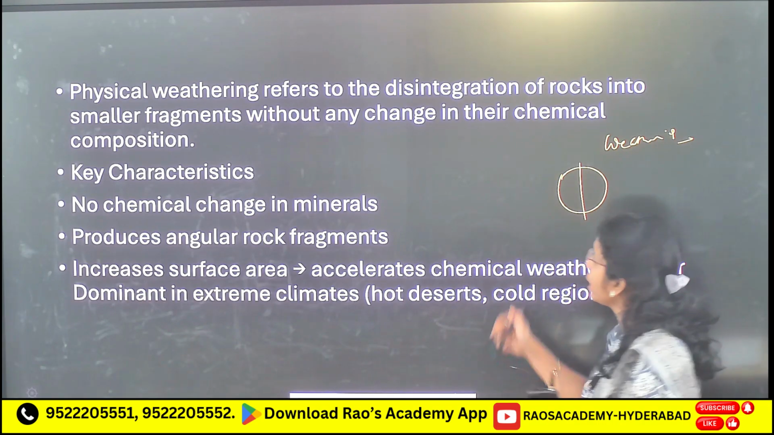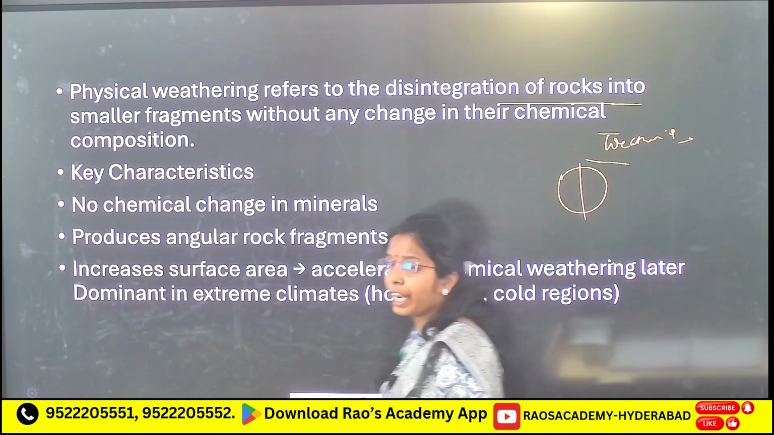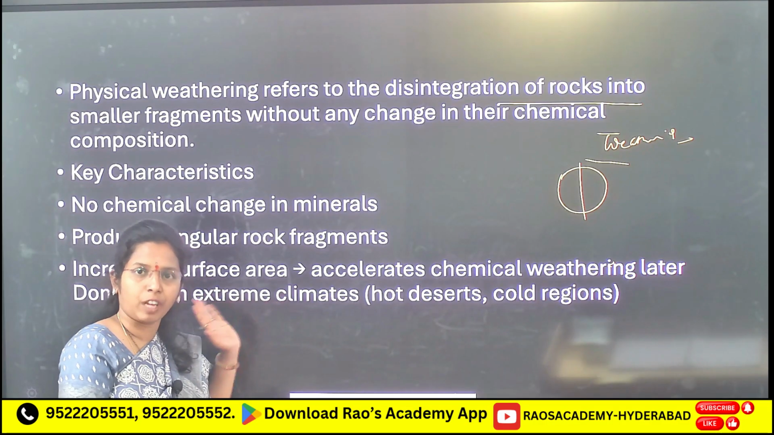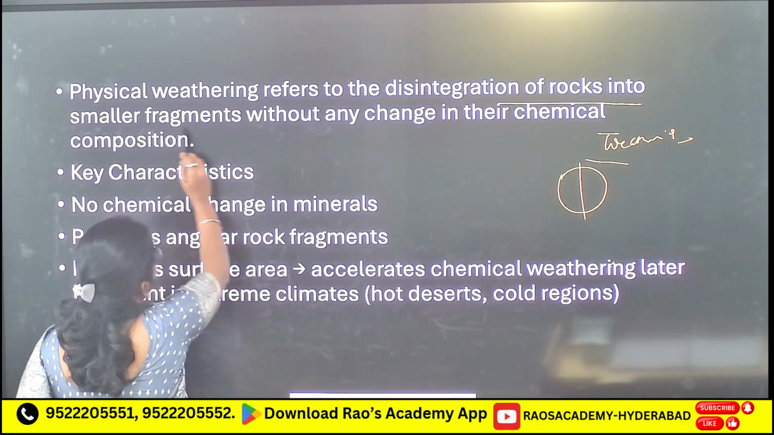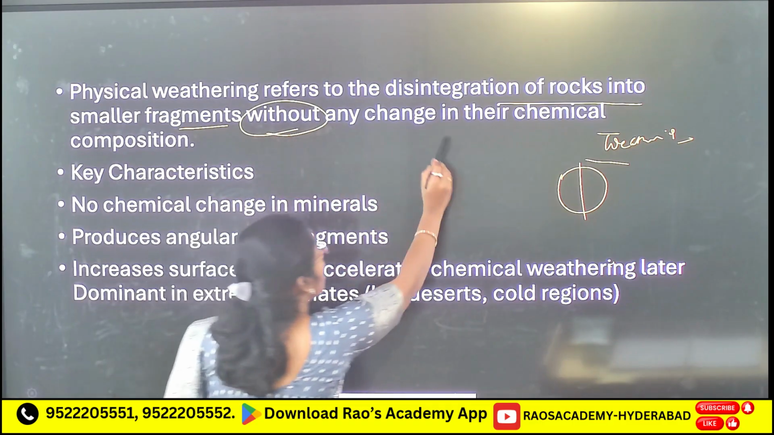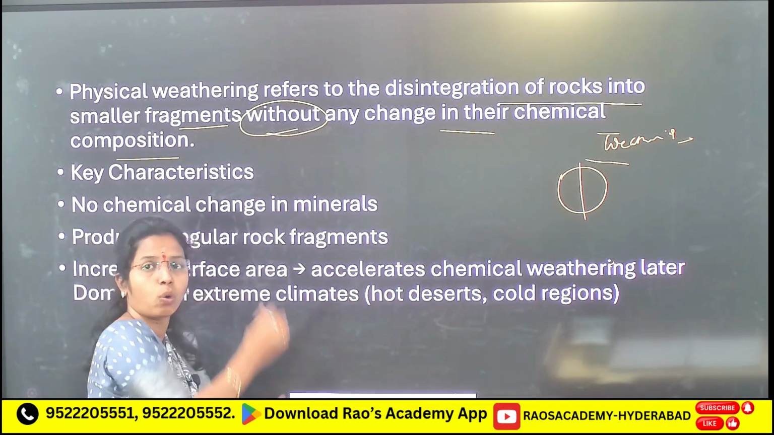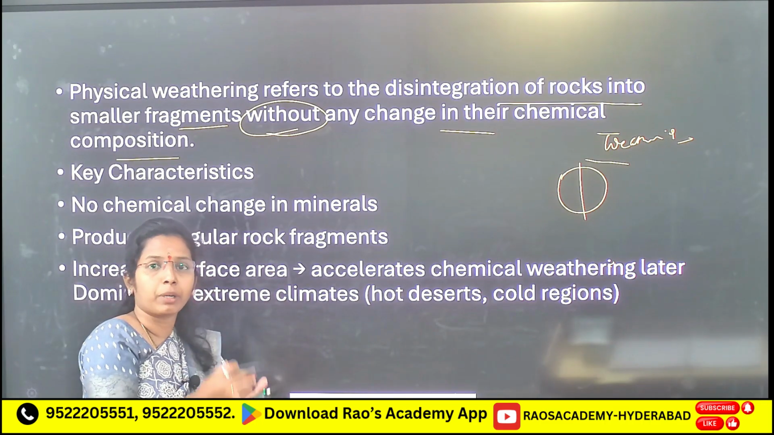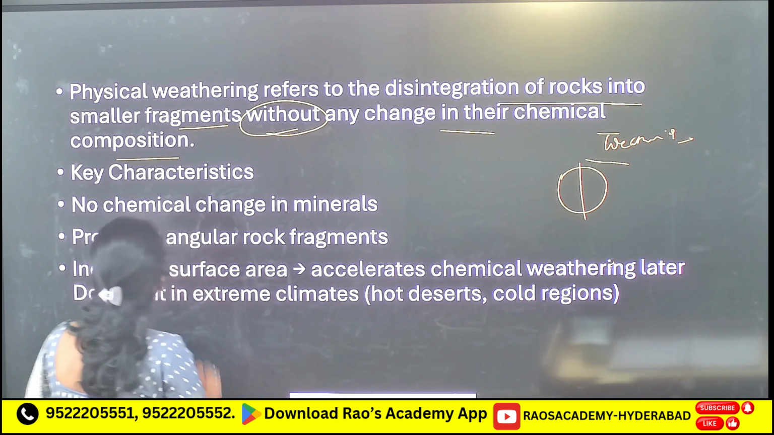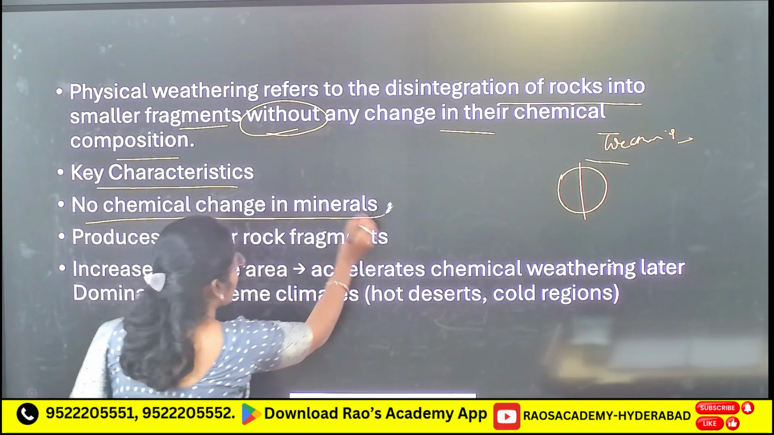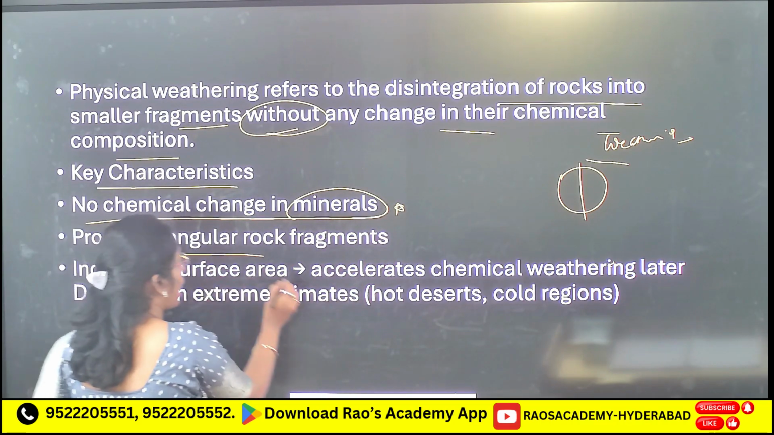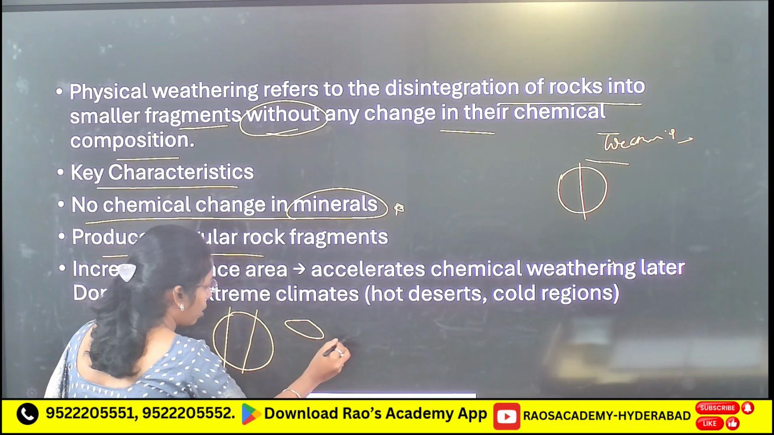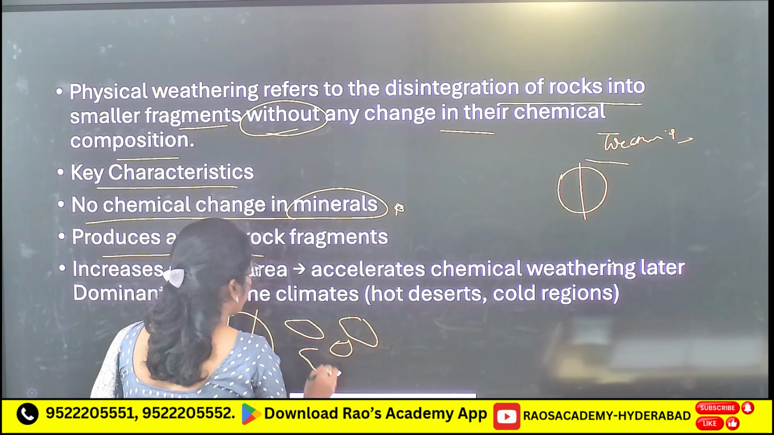In physical weathering, disintegration of rocks into smaller fragments. First, breaking down. No movement is seen in weathering, only breaking down into smaller fragments without any change in their chemical composition. Only they are breaking physically, you do not see any chemical change in those mineral compositions. Key characteristics: no chemical change in minerals, this is very important, and it produces angular rock fragments. Here in weathering, you will see angular rock fragments.